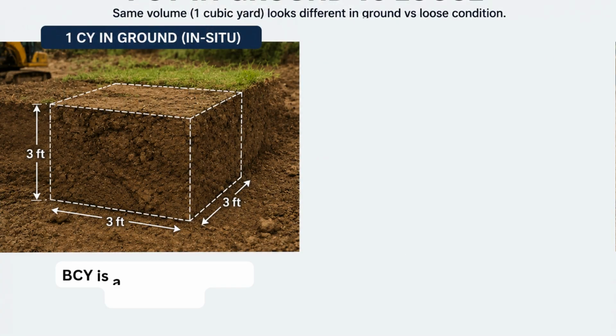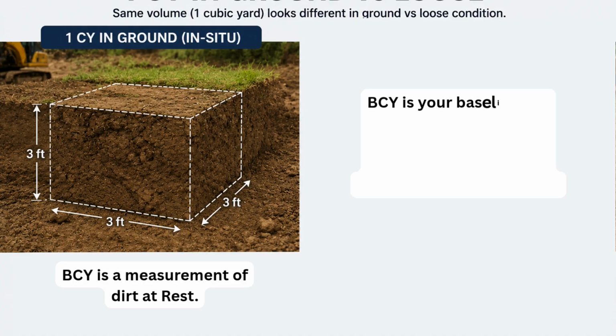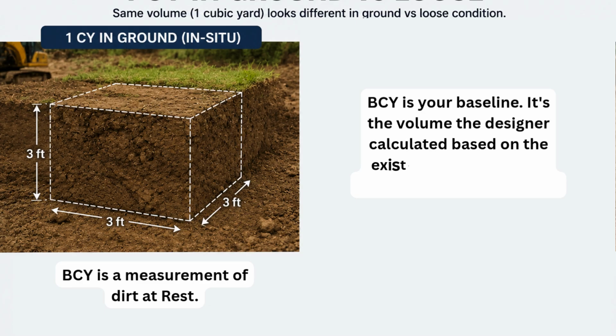Let's start with bank cubic yards, or BCY. This is soil measured in its natural, undisturbed state, still sitting in the ground exactly how it's been for years, before anyone's touched it with an excavator. When you're working off cross-sections in a plan set, or pulling numbers from a mass diagram, you're almost always working in bank cubic yards. That's your baseline. It's the volume the designer calculated based on the existing ground surface versus the proposed grade.